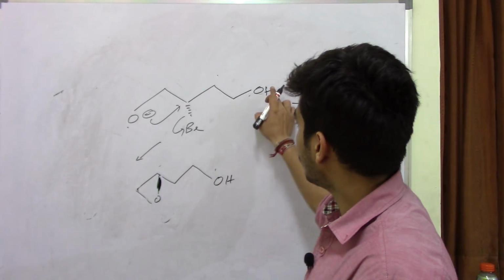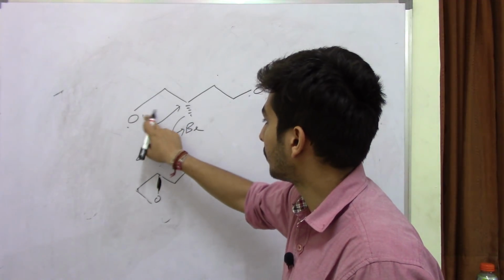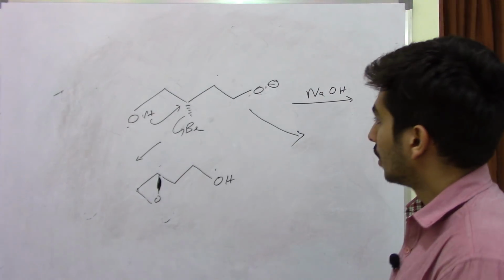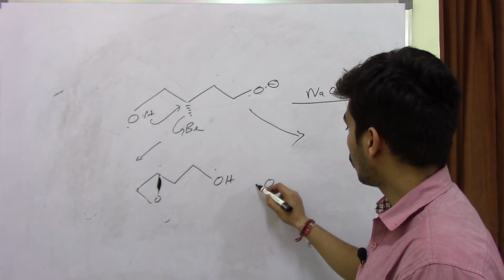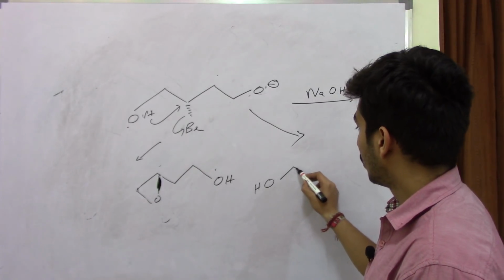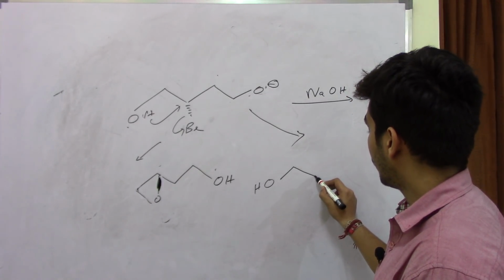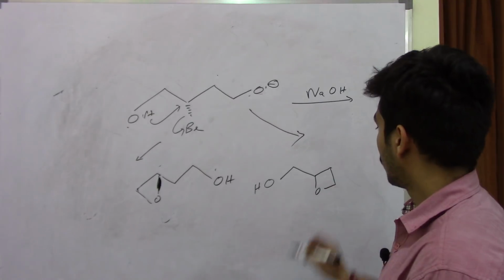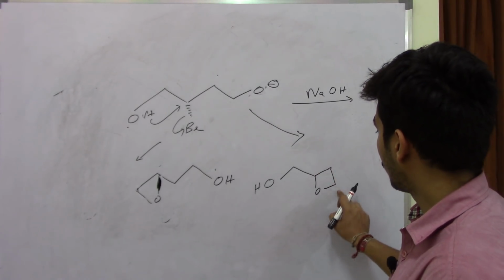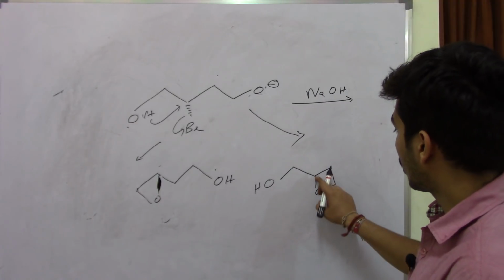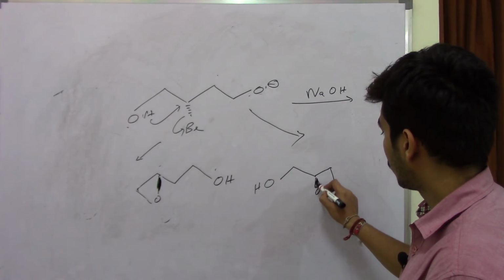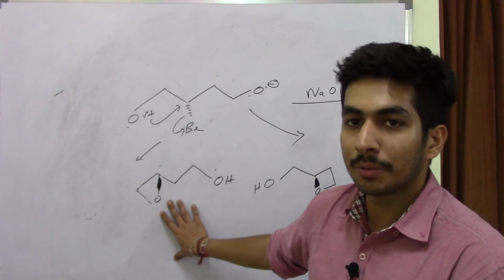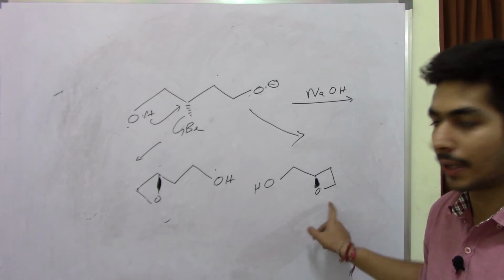And what if this O minus is abstracted instead of this one being abstracted? If this O minus is abstracted, what will be the product? The product will be basically, we'll have OH in this case, and then we'll have a four-membered ring. So this will be the product, and over here we'll have this above the plane. So this will be the major product. In this particular case, this will be a three-membered ring, and in this case we'll get a four-membered ring.